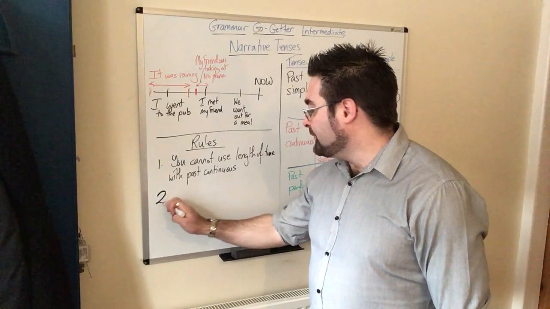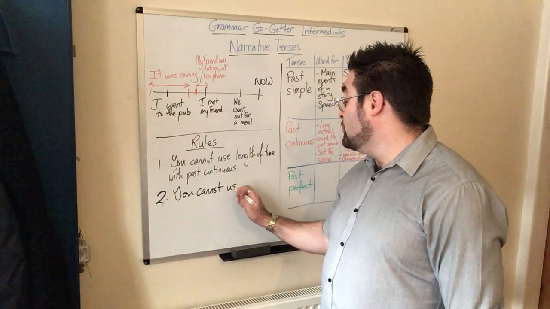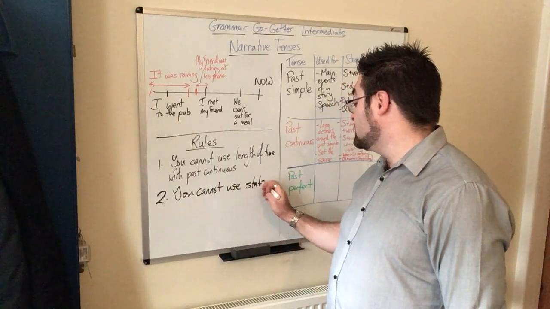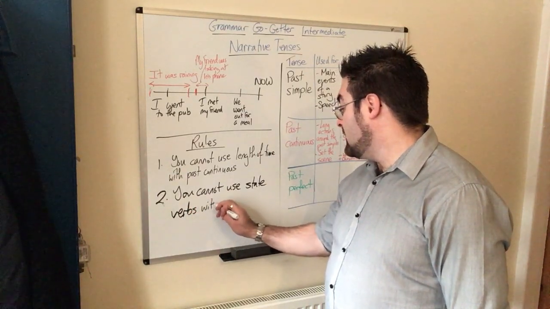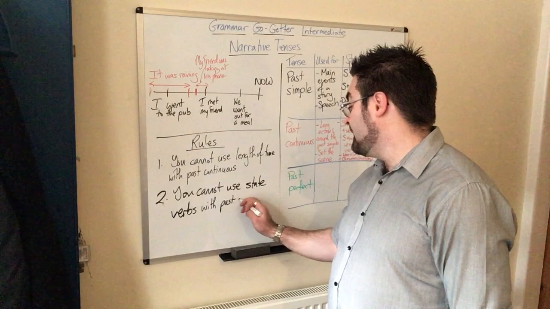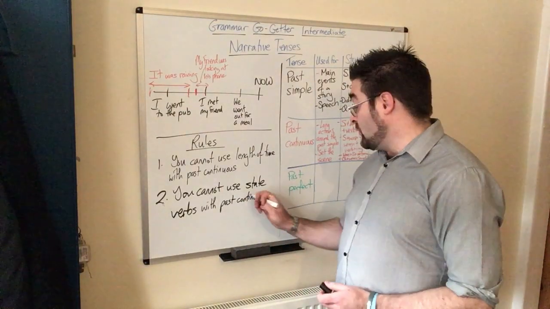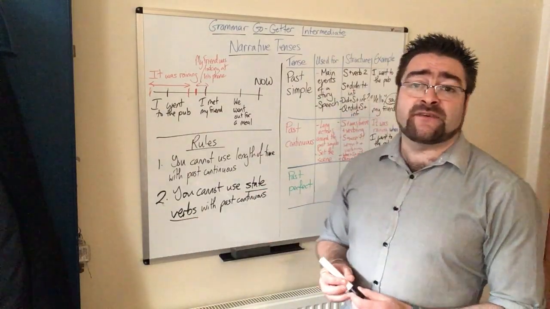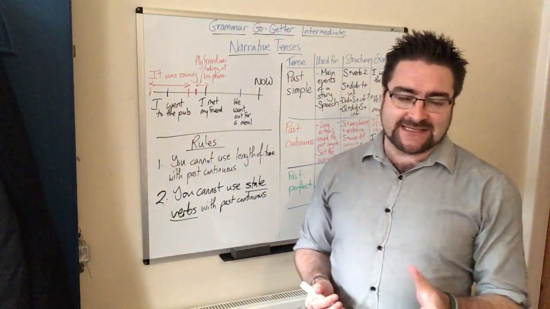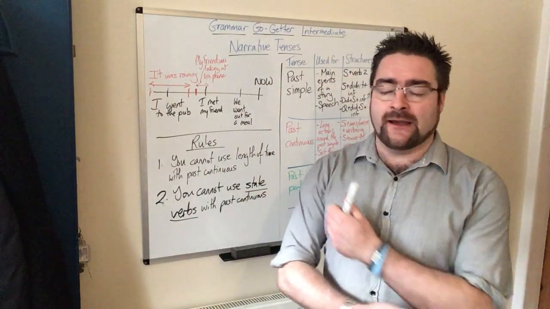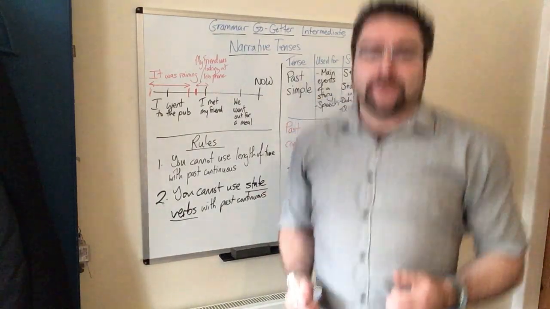The second one is you cannot use state verbs, sorry about my writing here, with past continuous. Okay, so if you're not sure what a state verb is, there's a very simple way of checking. You may be familiar with the game Simon Says. If you're not, it's a kids game that we play here where you are the, let's say, the teacher, and you say, Simon says jump.